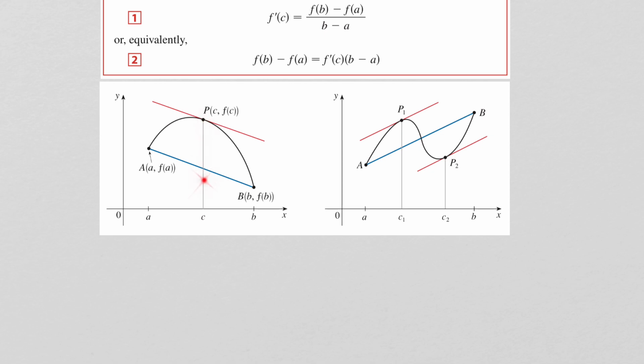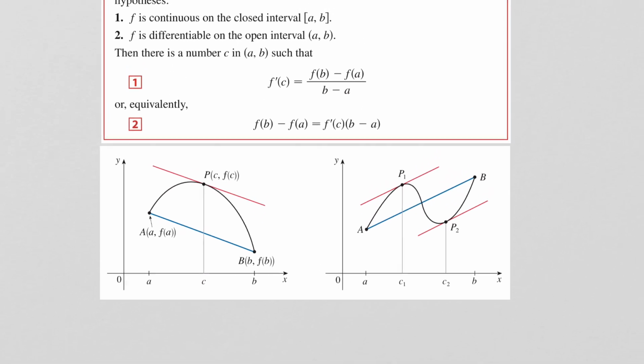Now, there could be more than one value of c, so here's another graph to consider. Here we have a continuous function, and it's also differentiable. It's nice and smooth. We can see the slope of the secant line is here. Notice there is a value c1 at which the tangent line is parallel to the secant line, and also there is a value c2 at which the slope of the tangent line and the slope of the secant line are the same. So there could be more than one value, but the mean value theorem only guarantees that you will be able to find at least one.